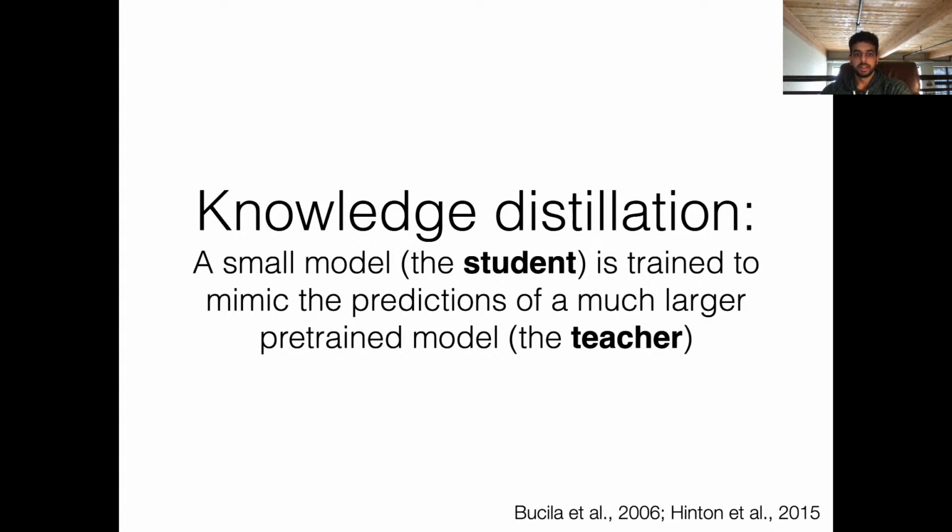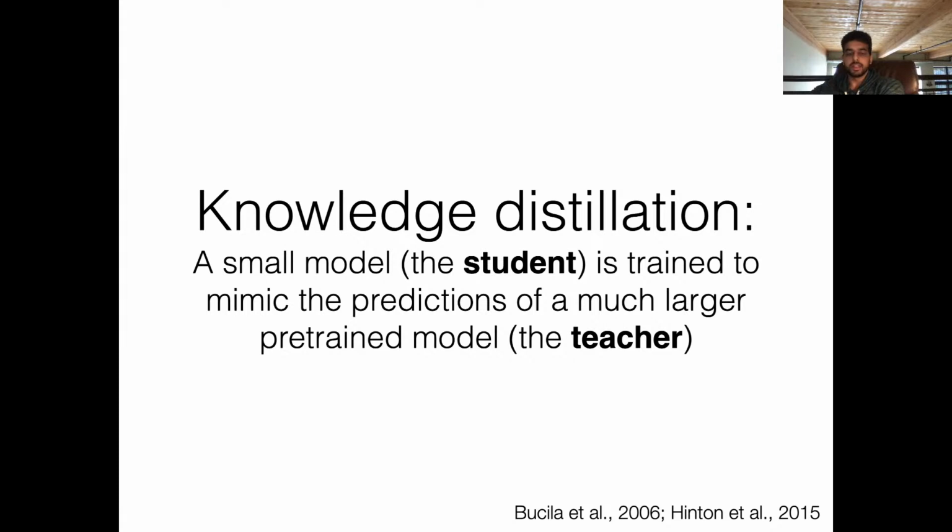In knowledge distillation, we assume that at training time, we've already trained or we have access to some huge model, which we'll call the teacher. We're going to start with this teacher model, and we're going to use it to train a much smaller model called the student model. And the student is going to be trained to mimic the predictions of the teacher model.